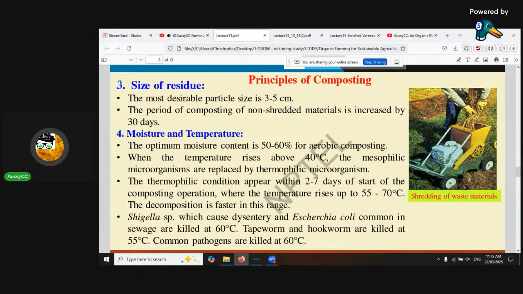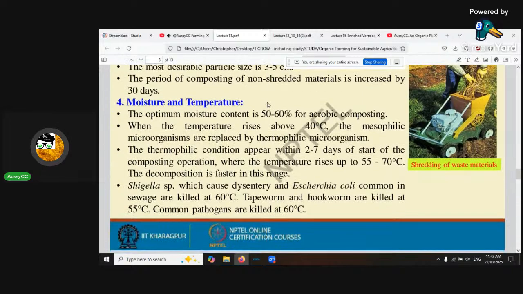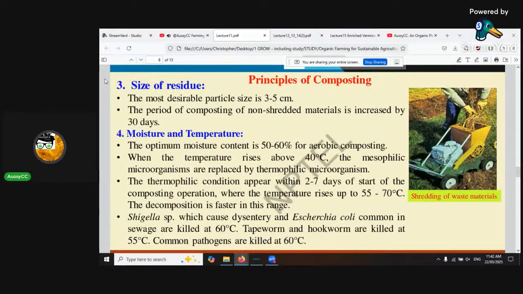So principles, back to this. Size of residue. The larger it is, the slower it takes to break down, and the smaller it is, about an inch or 2.5 centimeters, the faster the rate it'll break down. If you want heaps to break down faster, make it smaller. That helps the bacteria and fungi break it down faster.